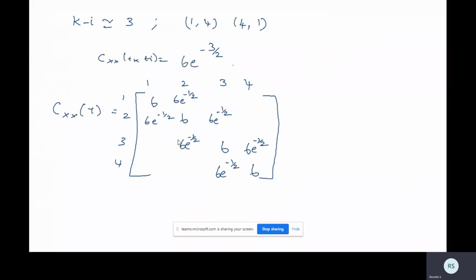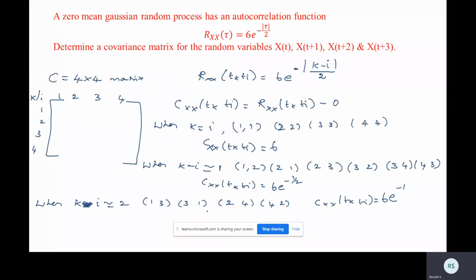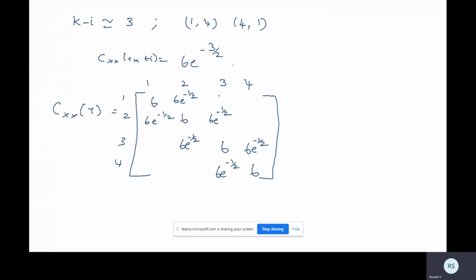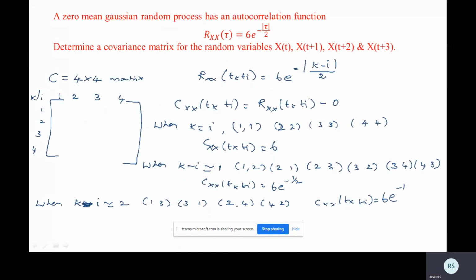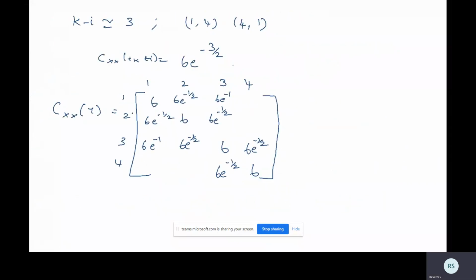What is the third case? Difference is 2. How many places? 4 places only. First row, third column, third row, first column. The answer should be 6 e power minus 1. So first row, third column, 6 e power minus 1. Third row, first column, here 6 e power minus 1. Similarly, second row, fourth column, fourth row, second column. Second row, fourth column, the answer should be 6 e power minus 1. Fourth row, second column, 6 e power minus 1.